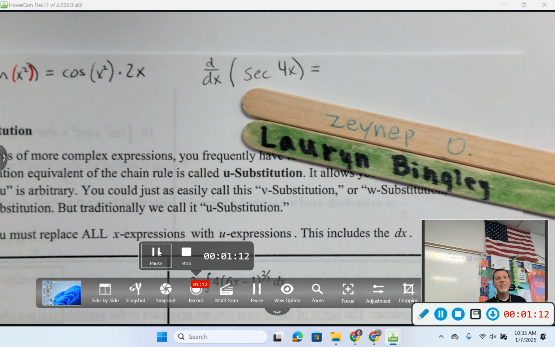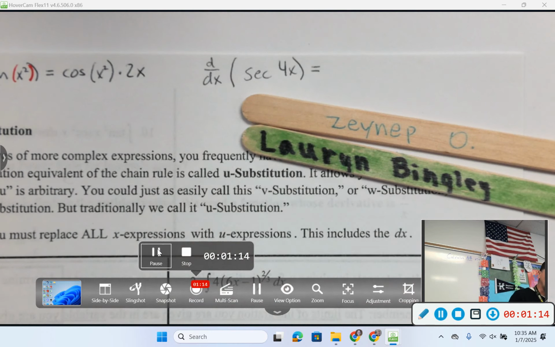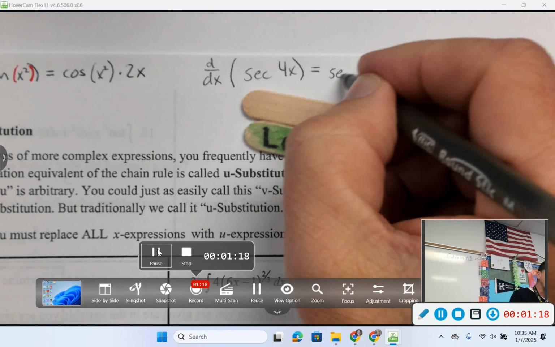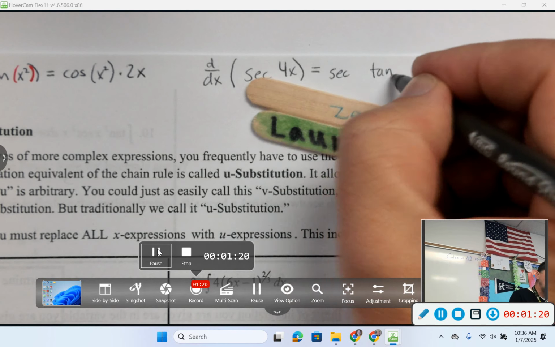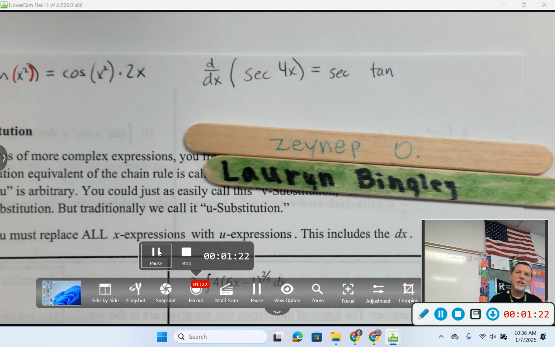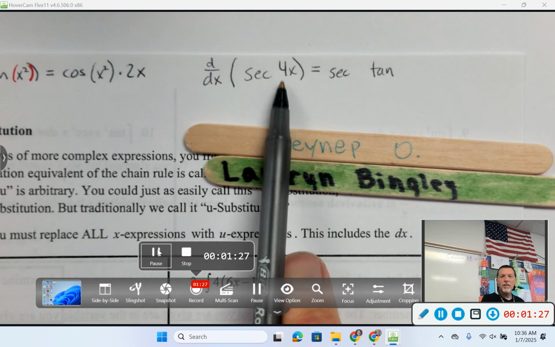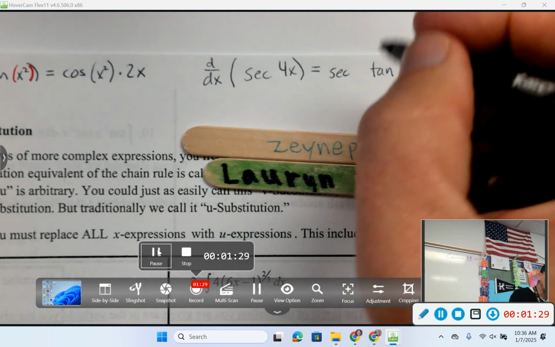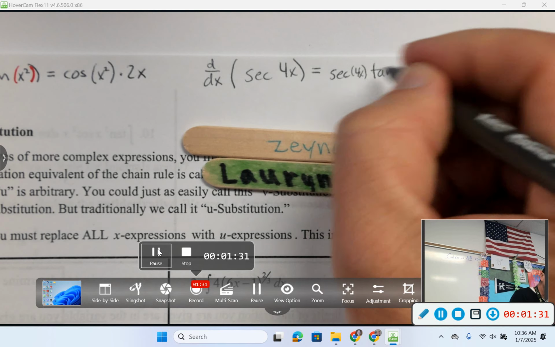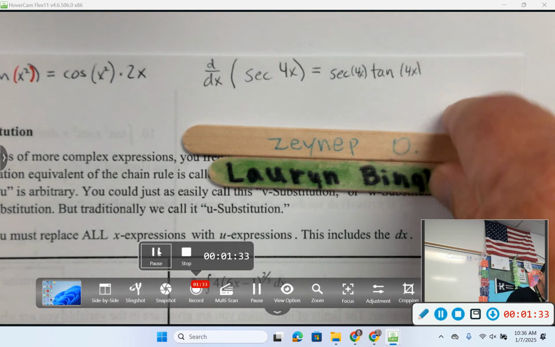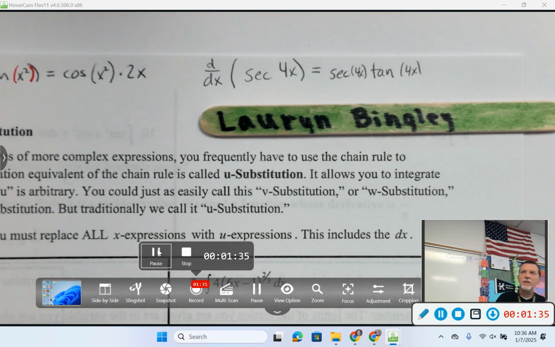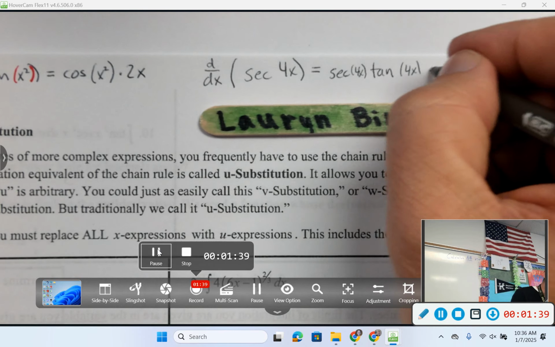Okay, Zainab, how about the derivative of secant? This is good, but this is where some people messed up. Secant tangent, true. Secant of what? Tangent of what? The argument has to stay the same. So secant of 4x times tangent of 4x. And then, Lauren, what else do we need to put on the end of this? Times 4. So the chain rule, times 4.